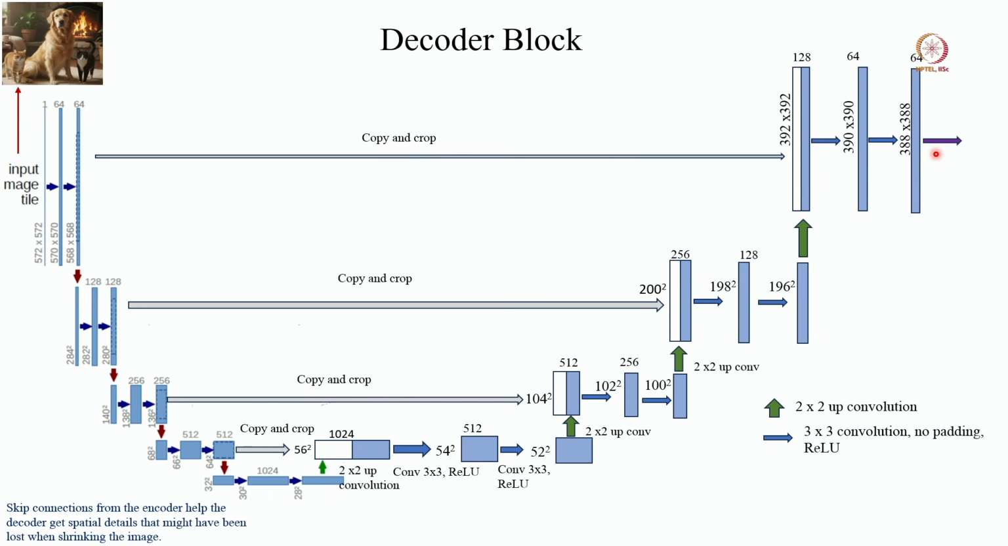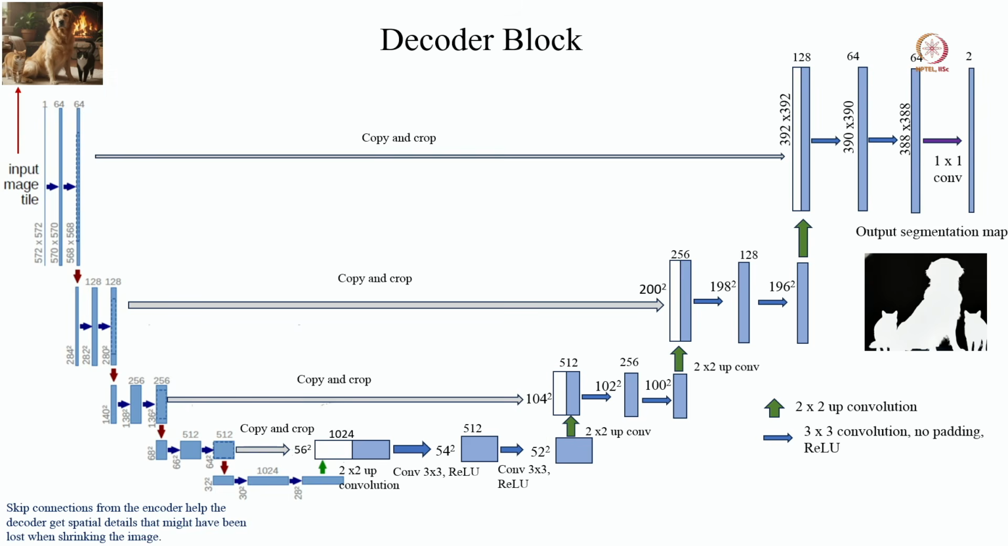Then finally it goes to a 1 cross 1 convolution, which reduces the number of channels, and the final number of filters is 2, so the final number of channels here is 2. Okay. Now what is this final one? The final one is the output segmentation map, and the output segmentation map looks like this. If you see, after the 1 cross 1 convolution, the number of channels is 2, and these 2 channels are because of the output segmentation map, where it is black and white.